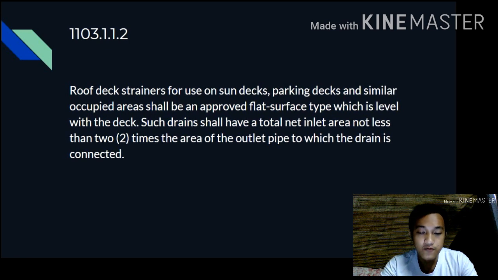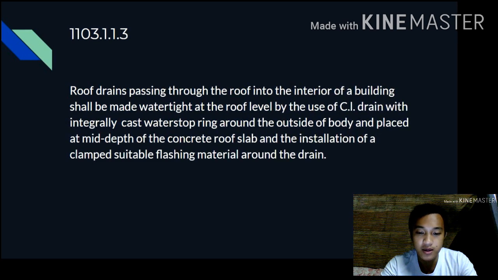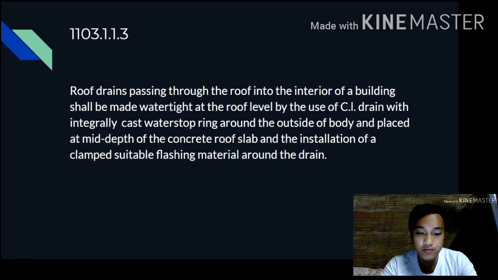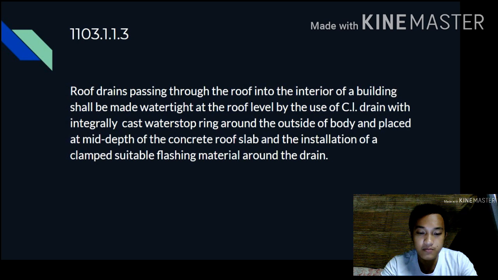Next, roof drains passing through the roof into the interior of a building shall be made watertight at the roof level by the use of CI drain with integrally cast water stop ring around the outside of the body and placed at mid-depth of the concrete roof slab, and the installation of a clamp and suitable flashing materials around the drain.